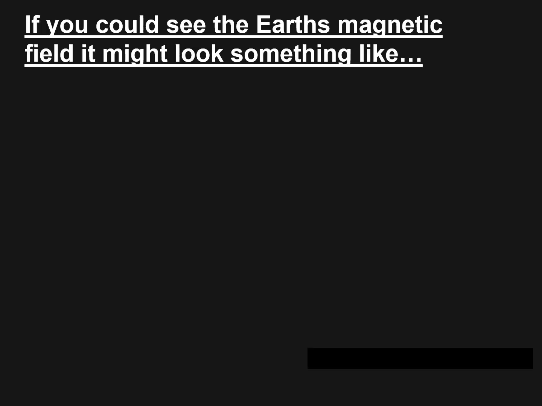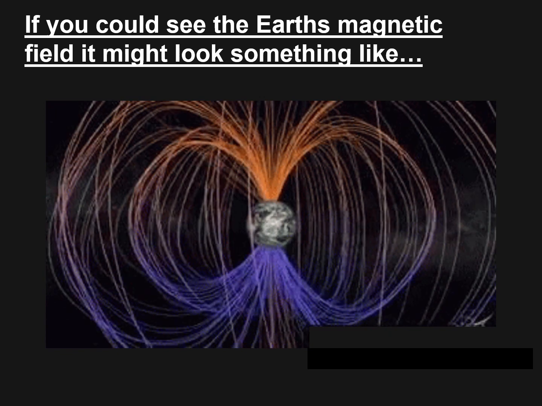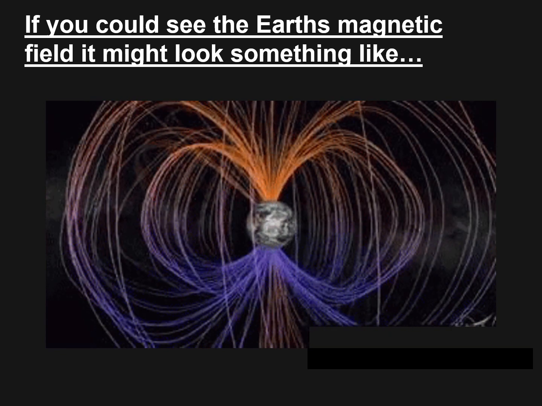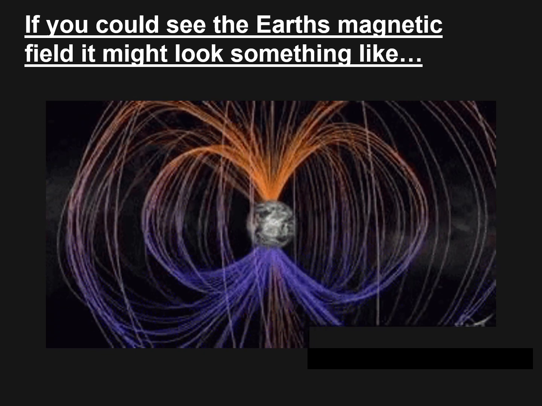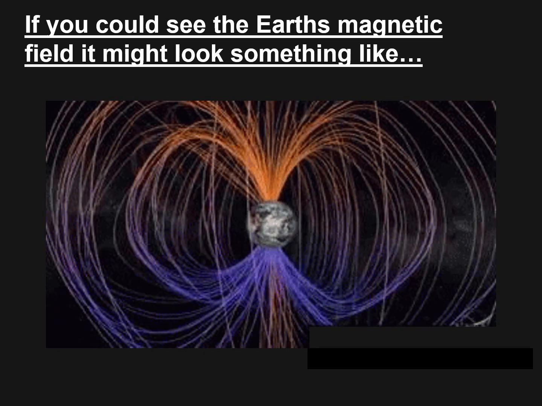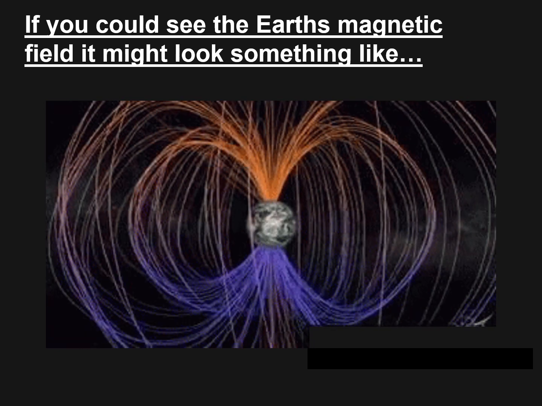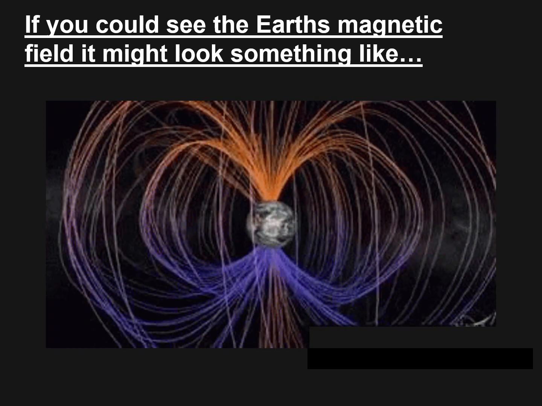As I'm sure you are aware, magnetism is an invisible force. You can't see it, but if you could, that's a little bit like what the Earth's magnetic field would look like. Of course, it wouldn't be coloured. It's just there to show the North and South Pole. Now, in terms of the movement there, that's real.